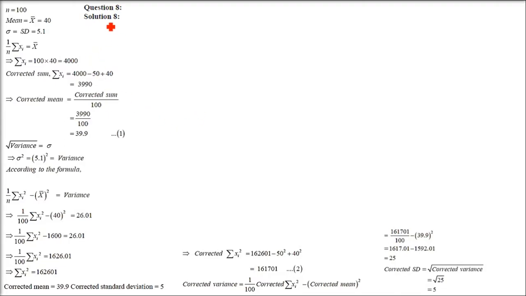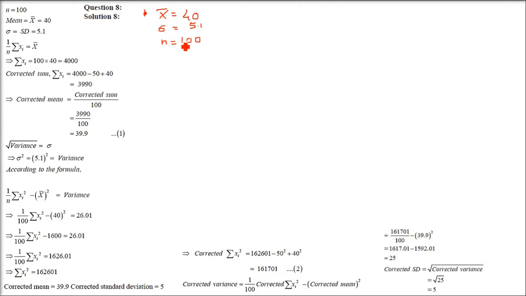So, the important thing here is question number 8. Already we have done a question like that. What is being given is the mean and standard deviation of 100 observations. So the mean is 40 and the standard deviation, which is sigma, is given as 5.1. The number of observations is 100. One more thing is that the student took by mistake 50 instead of 40 for one observation.